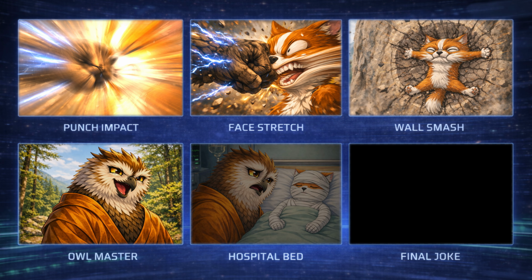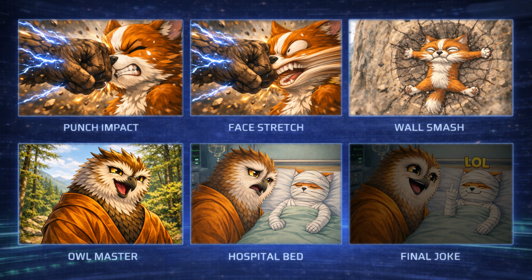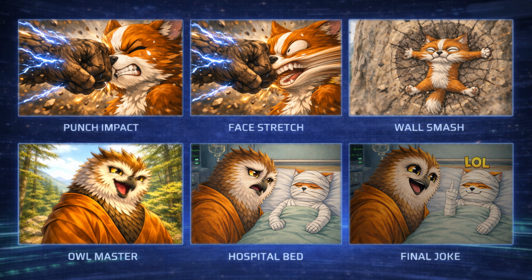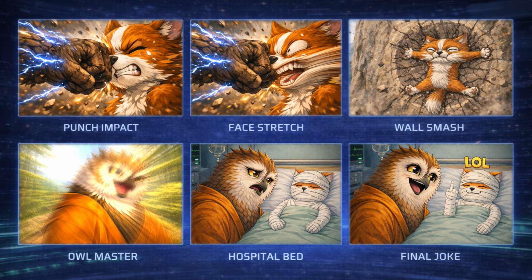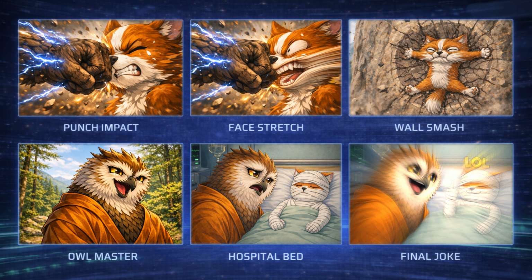First, we see the punch impact, then the exaggerated reaction. After that, Lola gets launched into the wall. Next, we reveal the owl, who was actually the one training her. Then we cut to the hospital scene where Lola is recovering. And finally, the punchline where Lola flips off the owl.